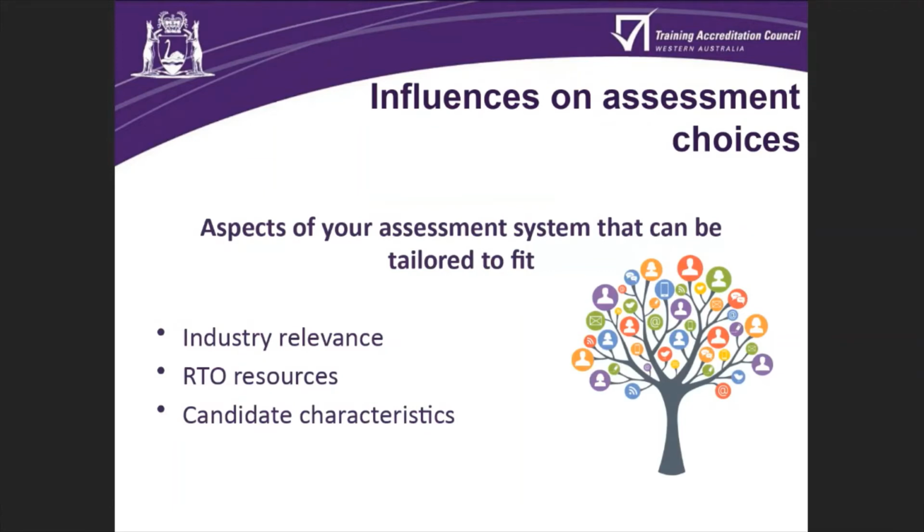But we need to consider the sort of aspects that will affect the way in which we assess. And there are three things that you might consider, and in a moment I'm going to ask you to look at Activity 1. If you have the Activity 1 sheet printed out, you'll see that we have asked you to think about the influences on assessment system decisions. And the first one, if we flip the page on Activity 1, is industry relevance.